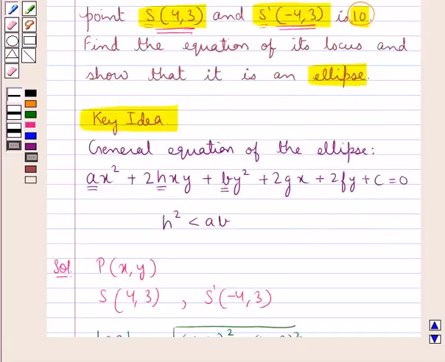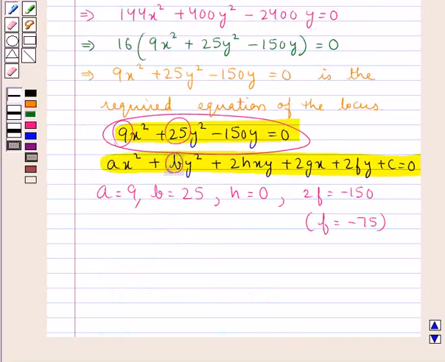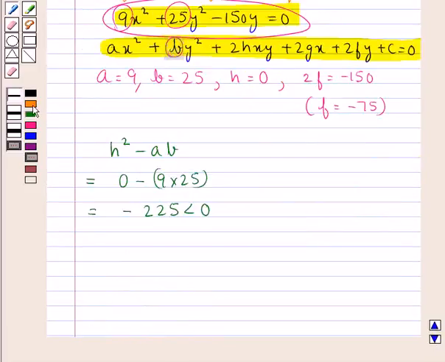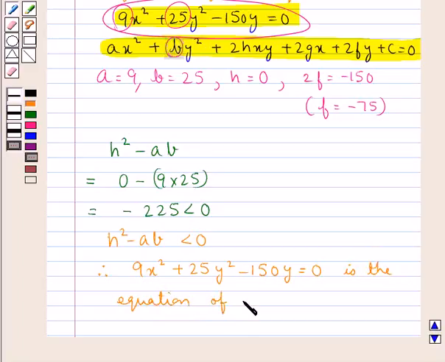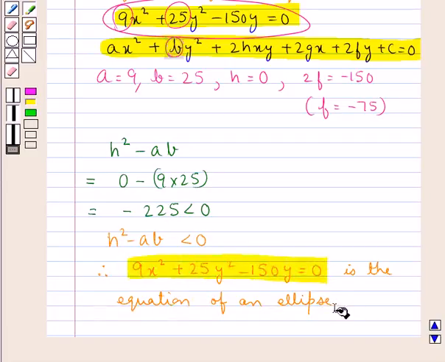As in the key idea, we have already stated that this is the general equation of the ellipse when the constant h square is less than ab. So, we now check h square minus ab, which is equal to 0 minus 9 into 25, that is equal to minus 225, which is less than 0. That is, we have h square minus ab is less than 0. Therefore, the equation 9x square plus 25y square minus 150y is equal to 0 is the equation of an ellipse. So, this is the required locus and this is the equation of an ellipse.